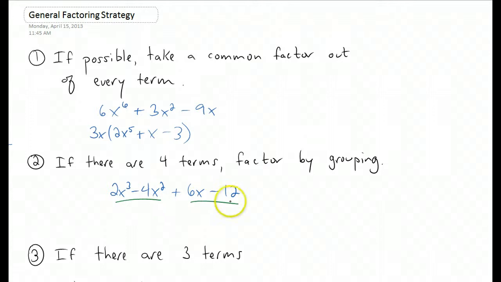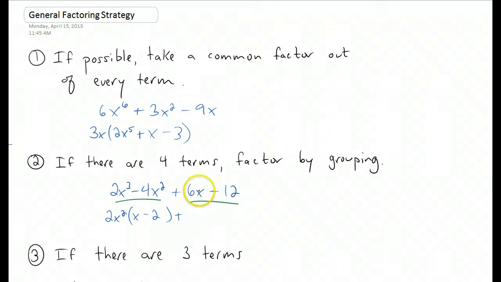You group the first 2 terms and the last 2 terms together, and you ask yourself, what can I factor out of those first 2 terms? You can take a 2x squared out of the first 2 terms. Okay, good. That would leave you with just an x from the first term and just a 2 from the second term, a minus 2.